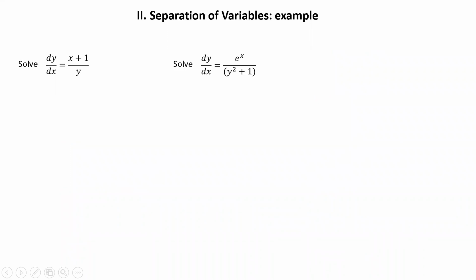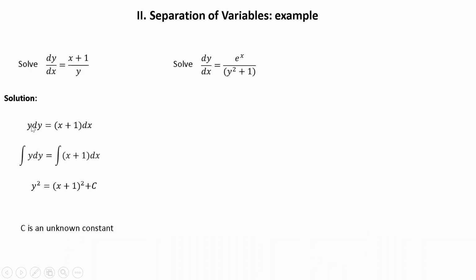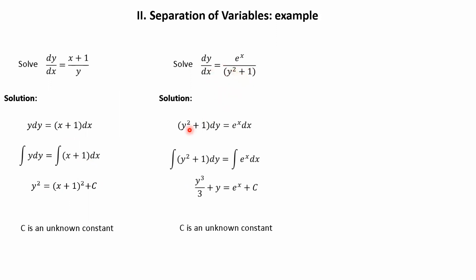Okay, here are just two more simple examples for the separation of variables. dy/dx equals x plus 1 divided by y. Again, all terms related to y go to the left-hand side, and all terms related to x go to the right-hand side. Then I have y dy equals x plus 1 dx, and then integrate both sides. Then we're done. This one also: all terms related to y go to the left-hand side, all terms related to x go to the right-hand side. Integrate. Then you got the answer.